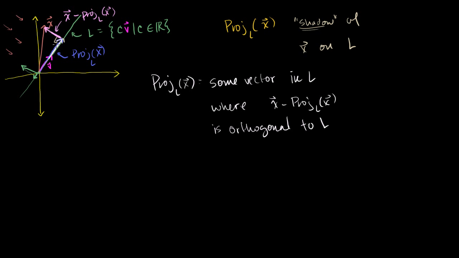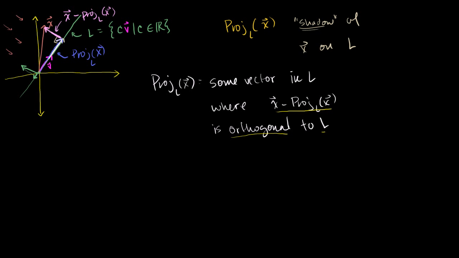And that is a little bit more precise, and I think it makes a bit of sense why it connects to the idea of the shadow or projection. But how can we deal with this? I mean, this is still just in words. How can I actually calculate the projection of x onto L? Well, the key clue here is this notion that x minus the projection of x is orthogonal to L.